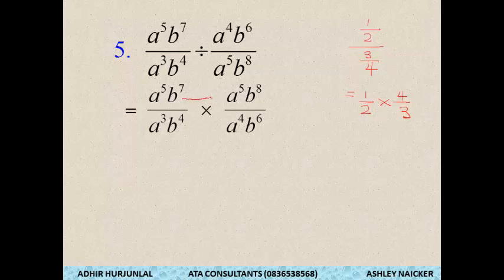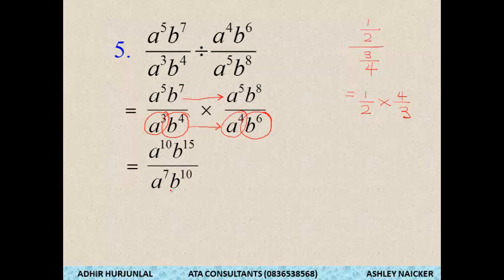I can multiply this way and then multiply that way and simplify, or I can simplify down if I want to. In this case, I multiplied across. A to the 5 multiplied by a to the 5. It's 5 plus 5, which is 10. B to the 7 multiplied by b to the 8 is b to the 15, because I have 7 plus 8, which is equal to 15. The denominator, let me just show you the denominator. If I have a cubed multiplied by a to the 4, it's a to the 7. If I have b to the 4 multiplied by b to the 6, it is b to the 10.